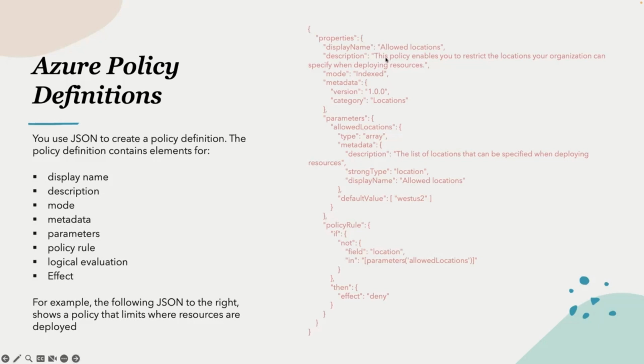Over here, we see a description that gives us a little bit deeper detail on what this policy is doing. It tells us this policy enables us to restrict the locations our organization can specify when they are deploying resources. What this means is that when this policy is deployed, it will ensure that we control the locations that our teams can deploy resources to.